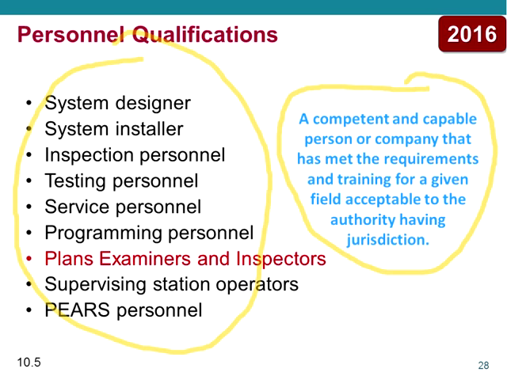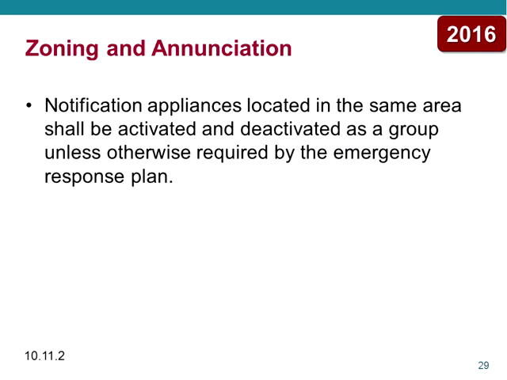You'll notice, by the way, that all of the qualifications now are in Chapter 10. They used to be spread out. ITM and service personnel used to be in Chapter 14, and supervising station documentation or qualifications used to be located in Chapters 26 and 27 respectively. So that's been a consolidation over the past couple of cycles, and now we've got new requirements here for examiners and inspectors.